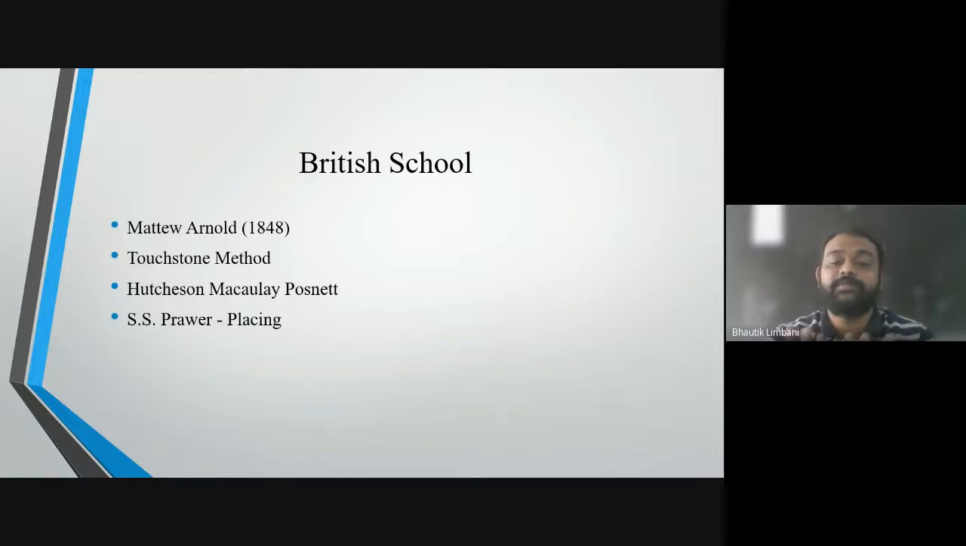Most of them have proposed the ideas in their books, or sometimes in a letter to somebody, sometimes in their address to the public or in college. A few people have directly talked about comparative literature, and one of them is S.S. Posnett, an Irish author, and he proposed the idea of placing. So, the British School of Comparative Literature is about placing. Placing means you put two texts together, juxtapose two texts, and then try to have your inferences.